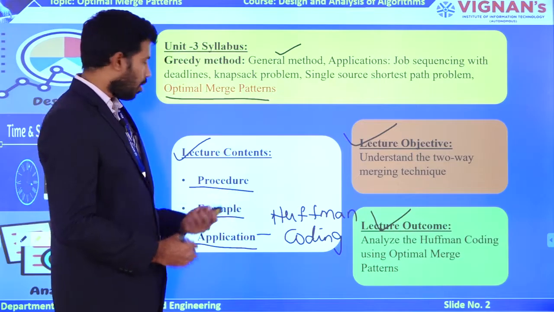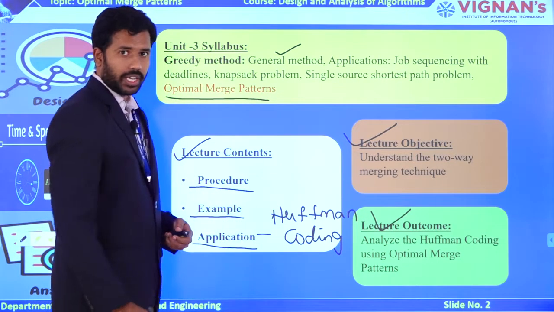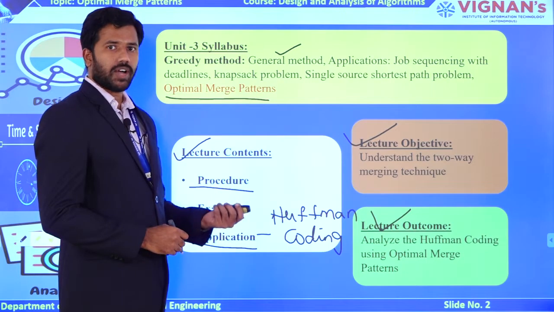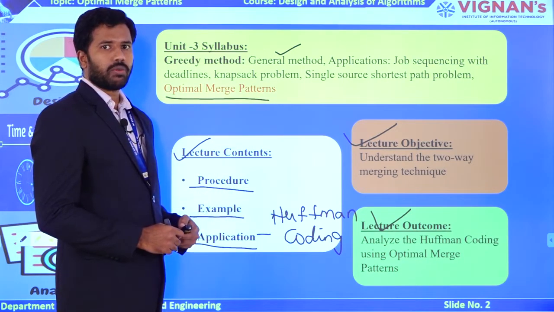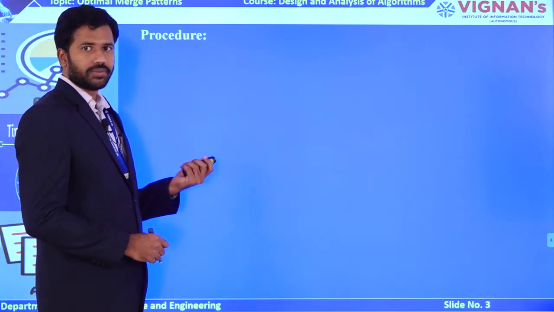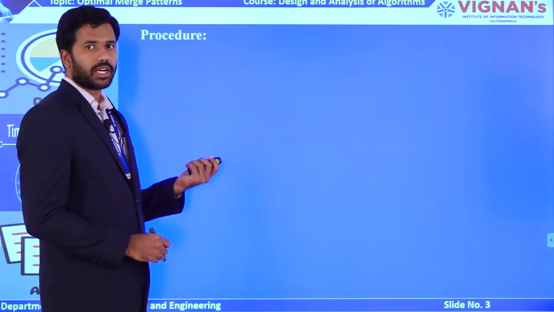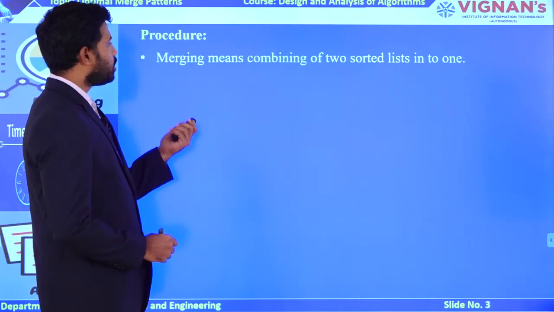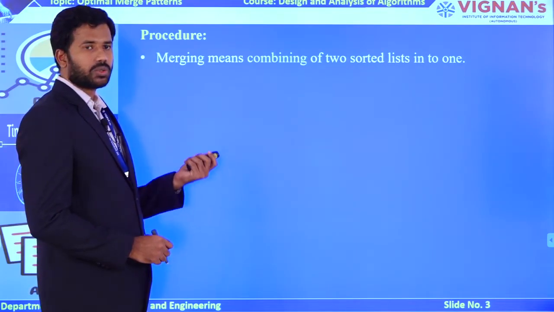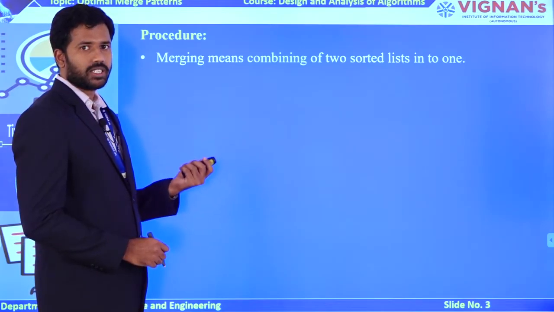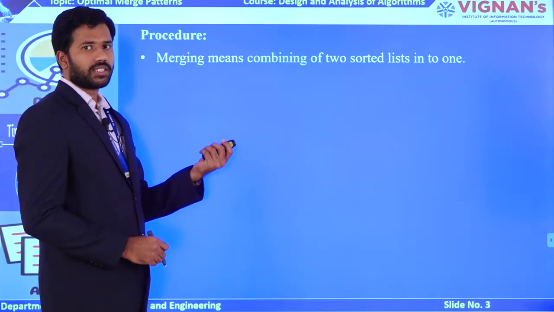Now we will see the application of Huffman coding: how to reduce the size of the merged file with the help of optimal merge patterns. First of all, focus on the procedure, how this optimal merge pattern works. Initially you know how to merge two sorted lists or arrays, with the help of the merge sort algorithm we saw in our previous classes.